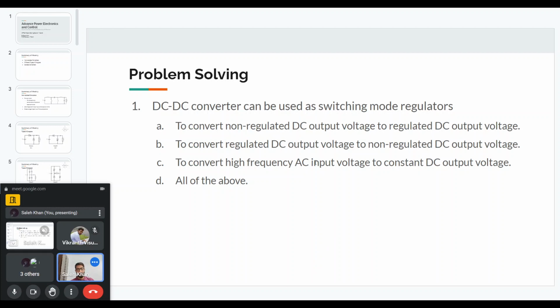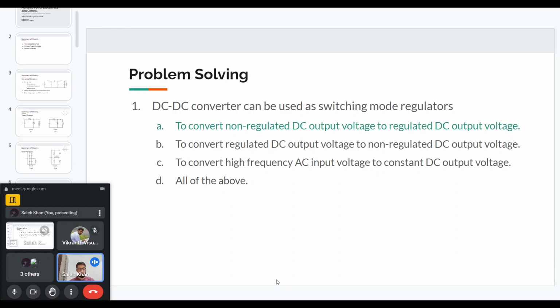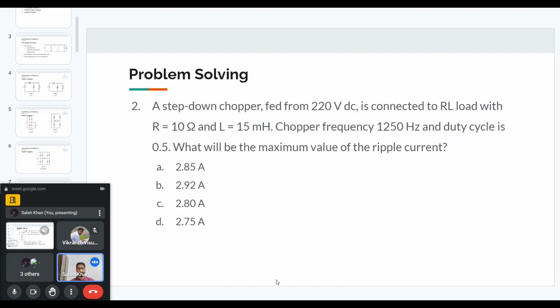And high frequency AC to DC would be an AC to DC converter. It is possible that inside a DC-DC converter we first convert the input DC to a high frequency AC, then the high frequency AC to DC, but that happens inside the DC-DC converter. Overall, the DC-DC converter will only convert one DC voltage to another. So the answer to this one is simply A, non-regulated DC to a regulated DC.